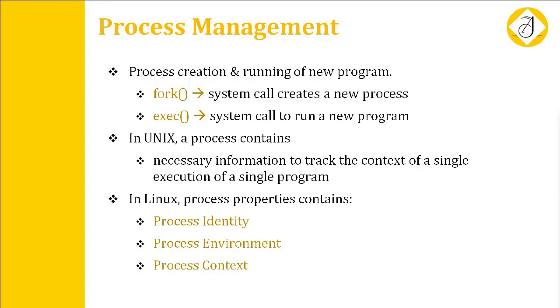Under Linux, the process properties fall into three categories. Number one, the process identity. Number two, the process environment. And number three, the process context. So let us see about these three categories a little bit in detail.